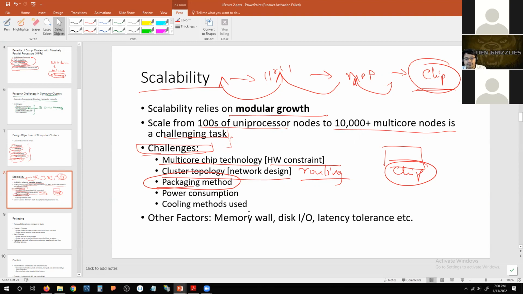Other issues that you have are the memory wall, the time that it takes to perform disk input output, and the latency that it creates. Does anybody have any idea what a memory wall is? What is the most expensive operation in a PC or in any computer? Let's lead with that question and get into the memory wall.